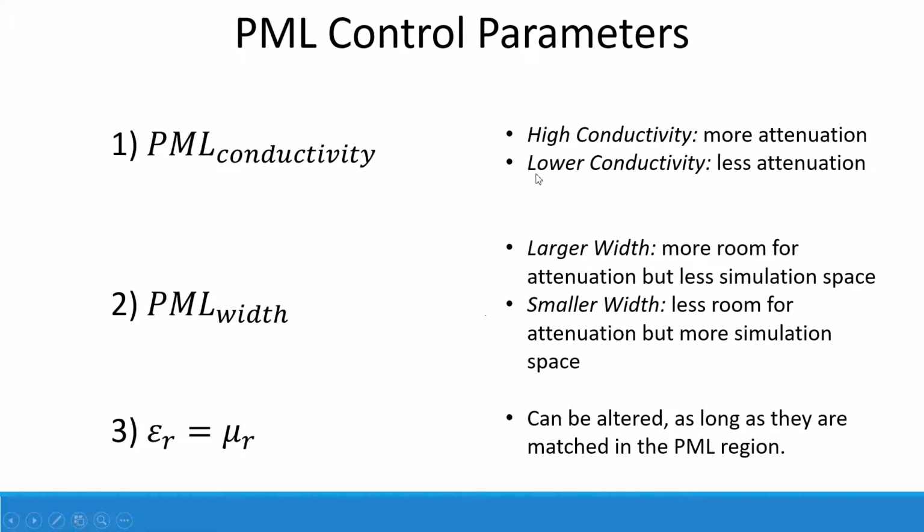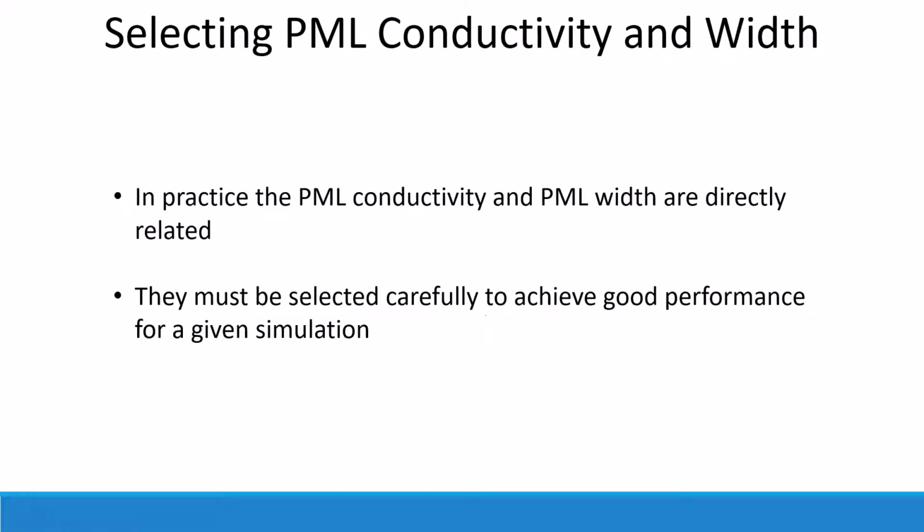So in practice, the PML conductivity and the width need to be selected basically through trial and error. So the exact values that are selected can be specific to a given simulation. The good thing about using FDTD is it's relatively easy to run a bunch of trials and hone in on values that are working, but these values may not work for all cases and may require adjustment depending on the experiment that's being run.